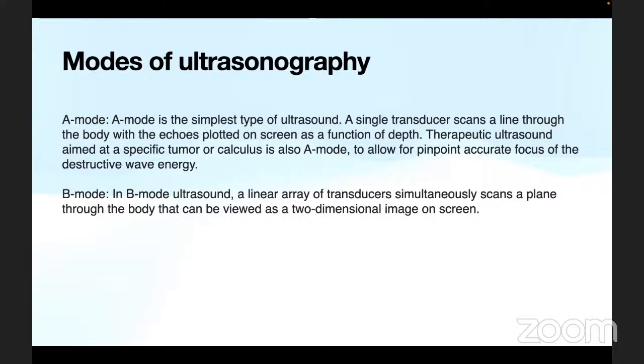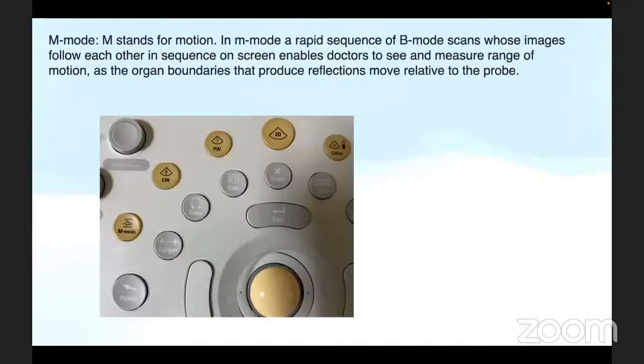So this is mostly used for targeting tumors or calculi. This is not used by us usually in our clinical setups. Then comes the B mode or the brightness mode. Here, a linear array of transducers simultaneously scan a plane through the body that can be viewed as a two-dimensional image on the screen. So whenever we switch on the echo machine and we see the image, that is usually the B mode. It is a two-dimensional image. That is usually the B mode which we see.